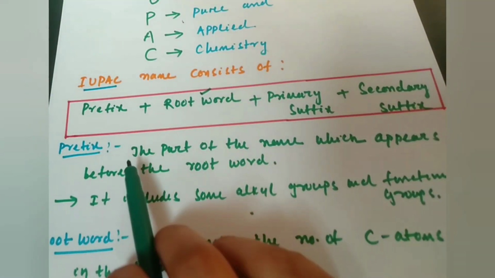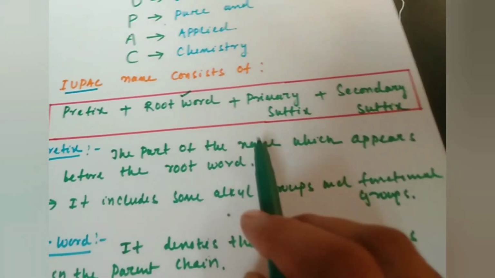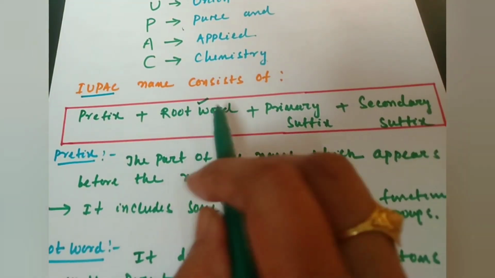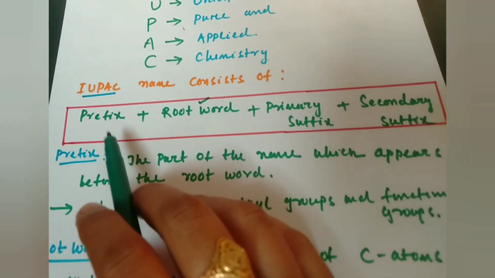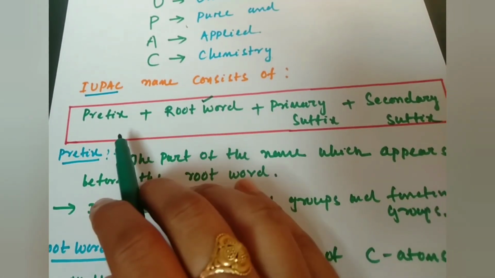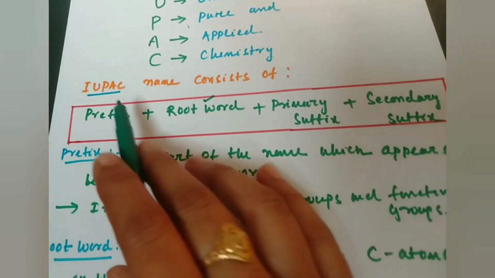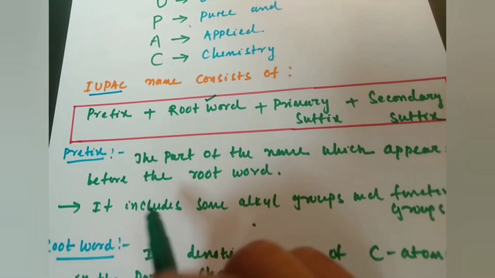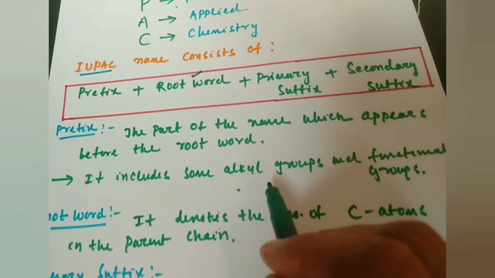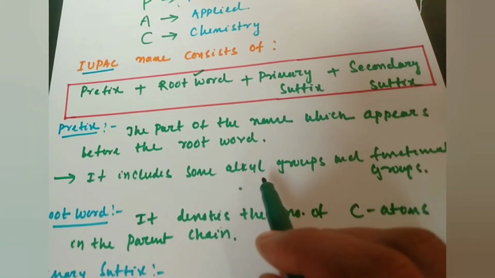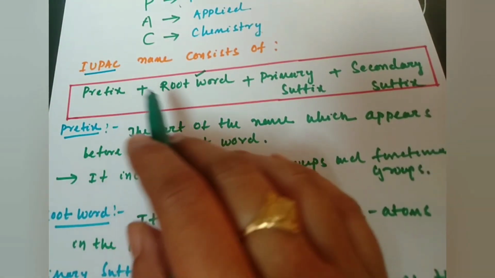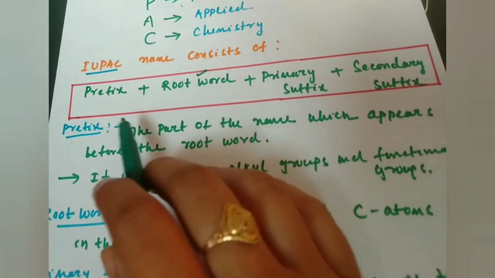Now first of all, prefix. Prefix means before, the part of the name which appears before the root word. In an IUPAC name, the prefix is always used before the root word. Now it includes some alkyl groups and functional groups. We'll discuss that later. Alkyl groups like methyl, ethyl, propyl are used as a prefix. They are always present before the root word.